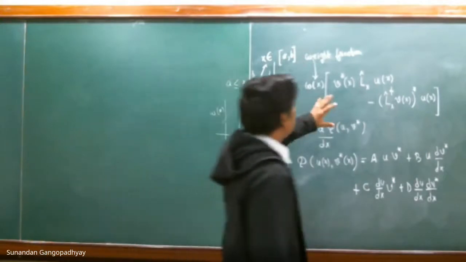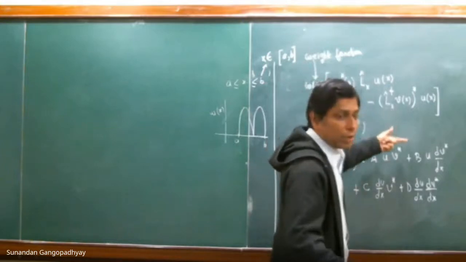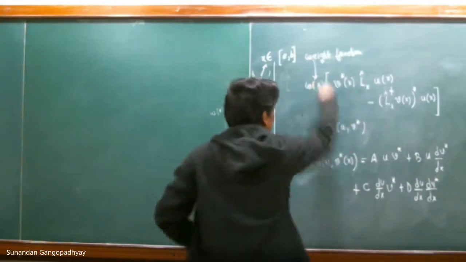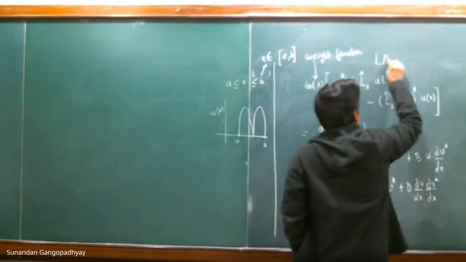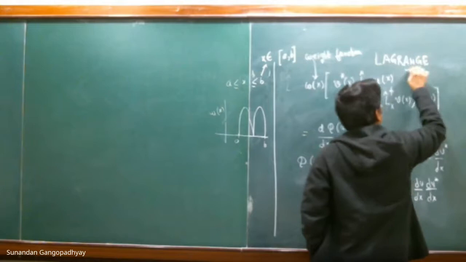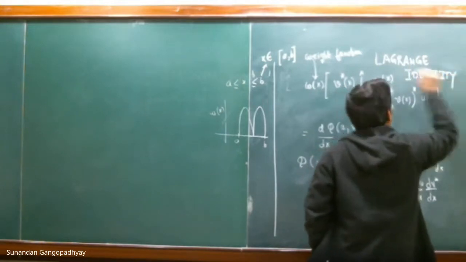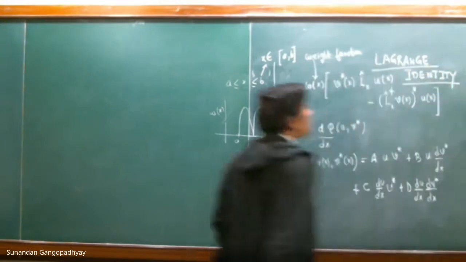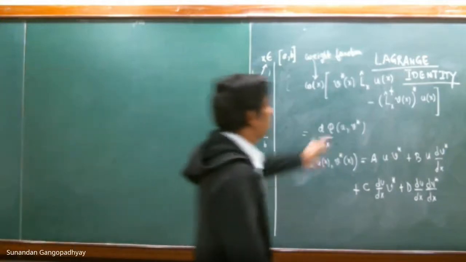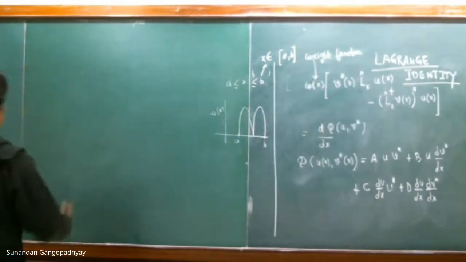Given a differential operator L(x), the formal adjoint of that operator can be found from this relation. This kind of relation is called the Lagrange identity. This is something very important, very nice, very beautiful also. So this identity is called the Lagrange identity. And let's take an example at this point.